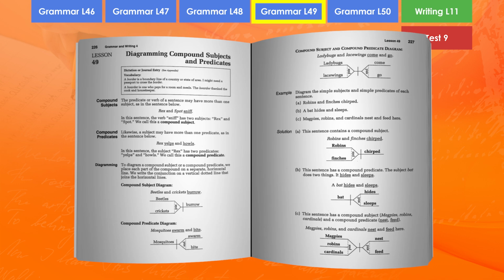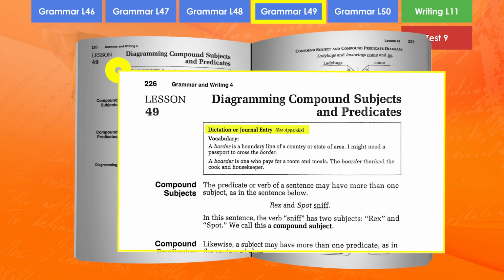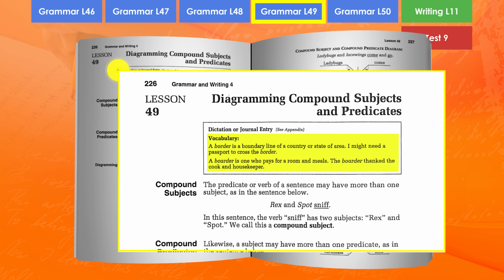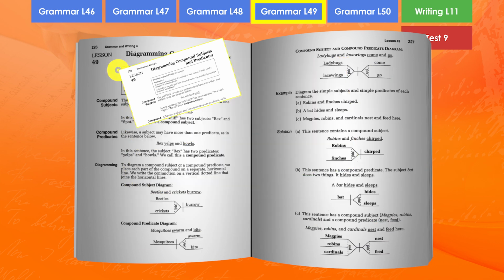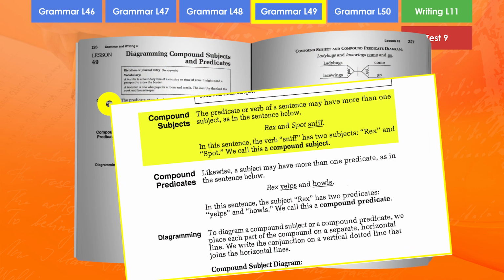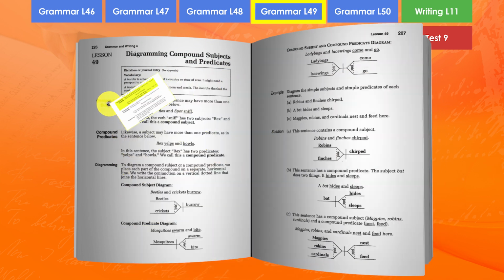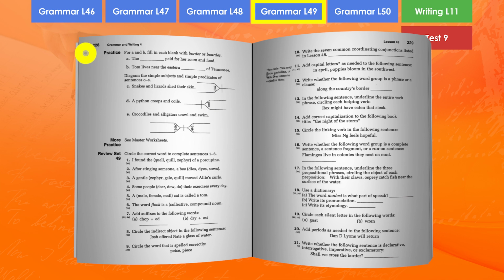Day 4's journal entry is, write about why it is important to tell the truth. The vocabulary words are homophones, border, B-O-R-D-E-R, and border, B-O-A-R-D-E-R. Then the lesson teaches students to diagram compound subjects and predicates, work through the examples and practice problems, and do the additional practice sheet if necessary. Then students do the review set.